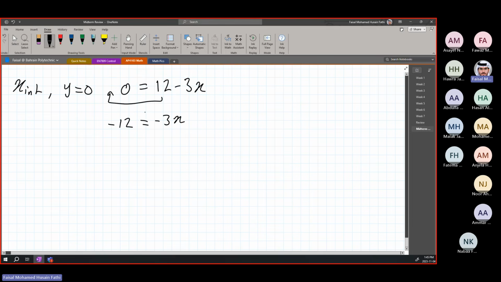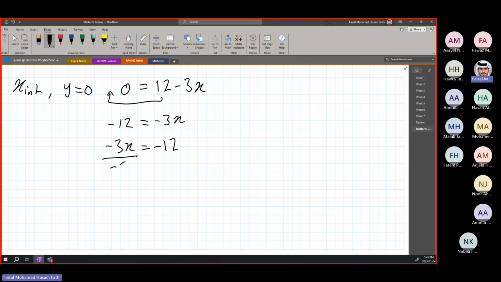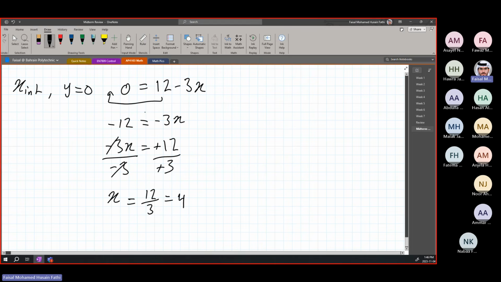I'm going to just reorder this. I'm going to write minus 3x is equal to minus 12. It's the same exact thing. Divide by minus 3. X is going to be equal to, minus and minus will cancel, so 12 over 3, which is equal to 4. So our second point is 4, 0.